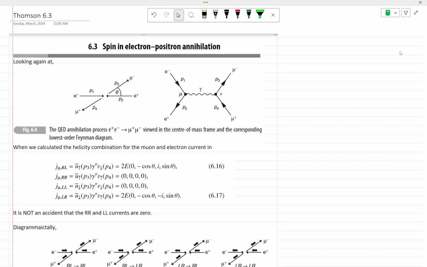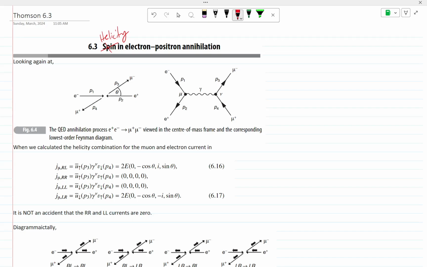But today we're going to have a pretty short little video on Thomson 6.3, which is a discussion. Spin and helicity are a lot of times used interchangeably, but let's discuss the helicity of these electron-positron annihilation processes. We learned how to calculate the cross-section for them in 6.2.